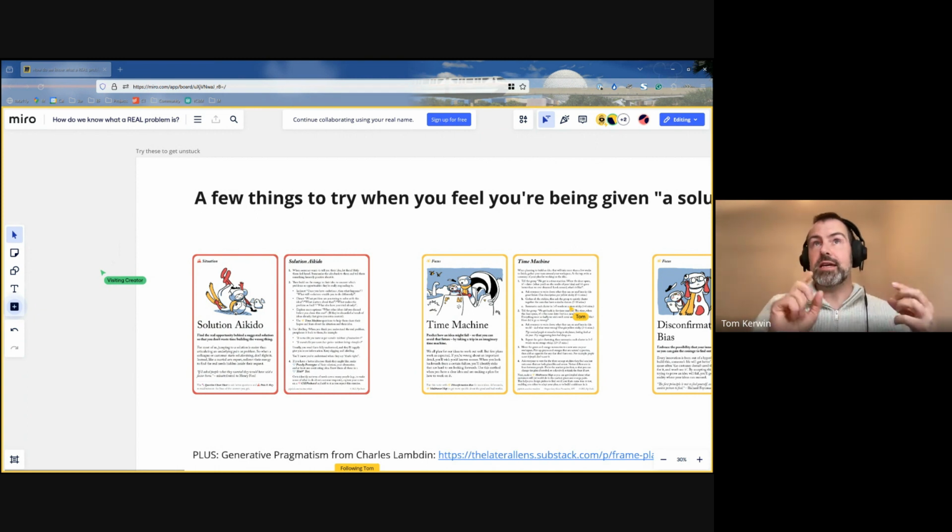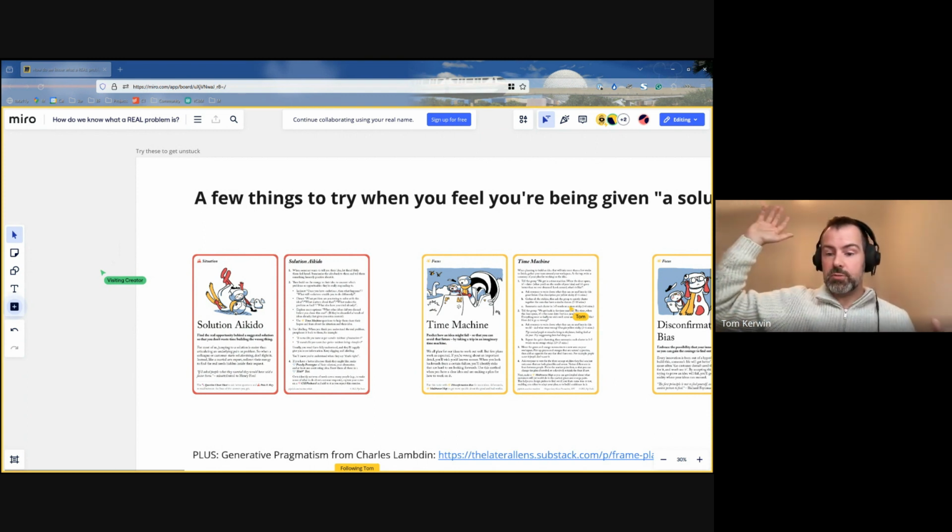I remember this vividly, sitting at a conference. It was some sort of Adobe thing and there were people doing really good talks. And one of the designers in the audience put their hand up and said, how can I get my colleagues to stop bringing me their solutions and start coming to me with the problems?